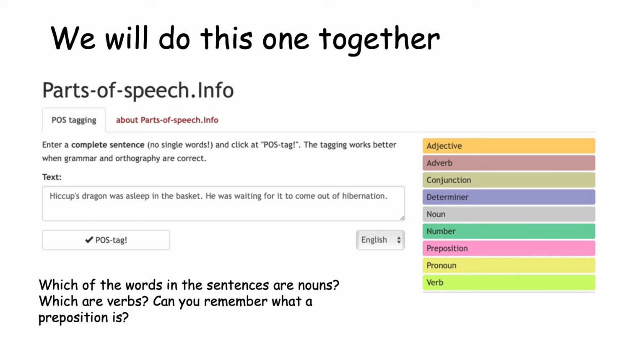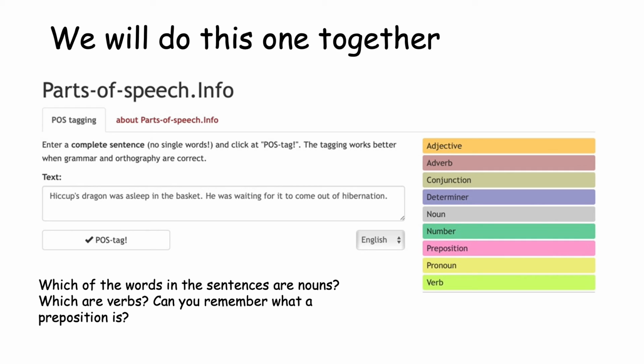Okay then, what are the verbs? So was is a verb. Was waiting is a verb. Come is a verb. And a preposition, remember, is in relation to where something else is. In is the preposition. For is the preposition. Out of is the preposition.